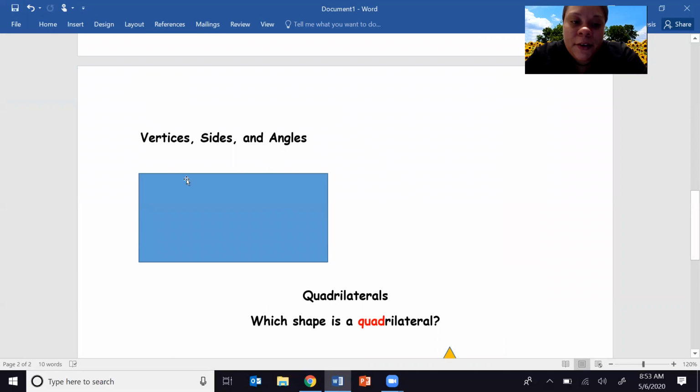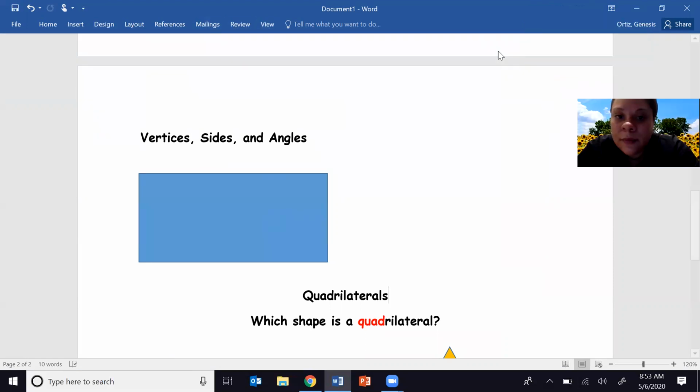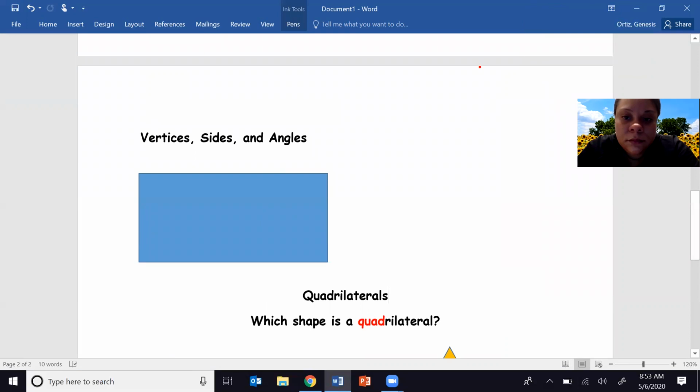So let's mark our vertices, sides, and angles for this shape so we can figure out if this is a triangle, quadrilateral, hexagon, or pentagon. So I'm going to get my marker ready. All right, so when we mark our sides, we just draw lines on the sides, like 1, 2, 3, 4. That's how we mark our sides.